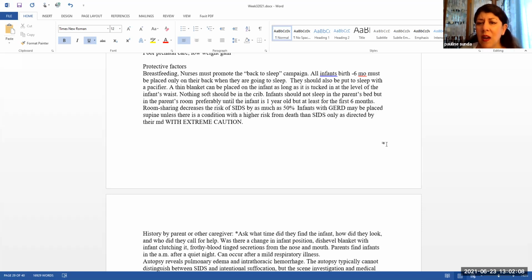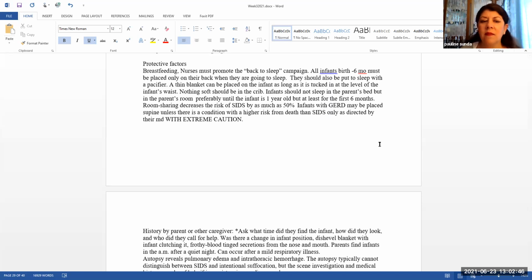Infants should not sleep in the parent's bed, but it's really nice for them to sleep in the same room. This is preferable until the infant is 1 year of age, but at least for the first 6 months of life. Room sharing decreases the risk of SIDS by as much as 50%. Infants with gastroesophageal reflux disease may be placed supine unless there is a condition with a higher risk from death than SIDS. And this is only as directed by their doctor with extreme caution.